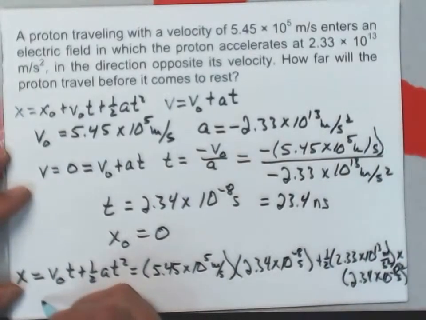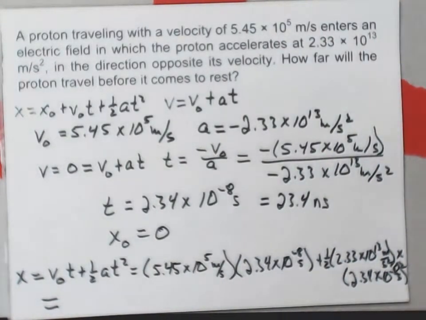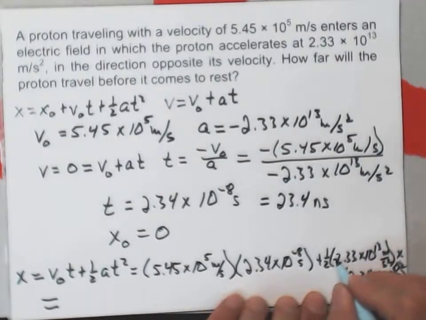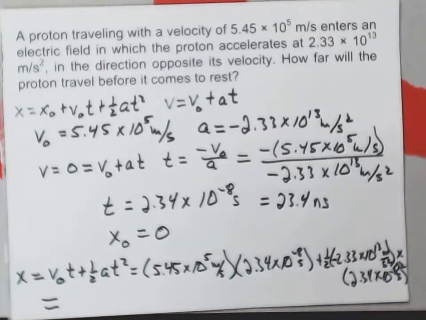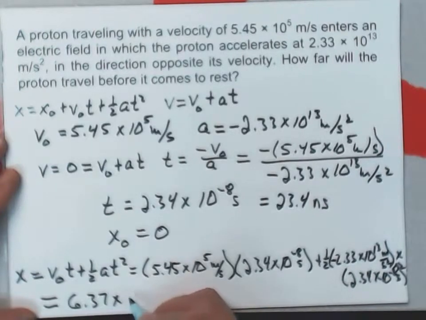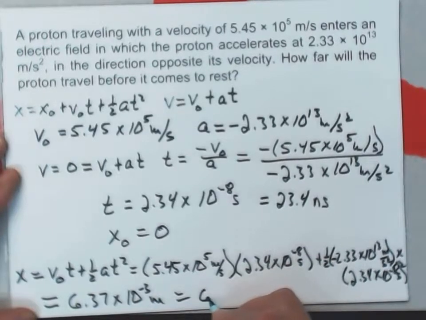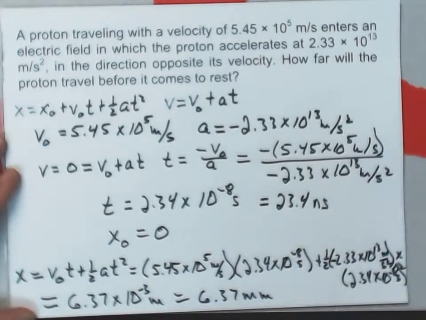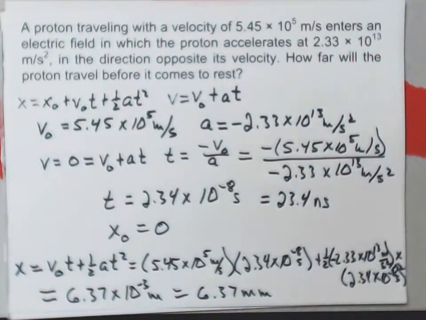Okay, plug in all those numbers and do the calculation. You may have noticed that I forgot to put the minus sign on the acceleration here when I was doing the calculation. What I get for that answer is 6.37 times 10 to the minus 3rd meters. That's 6.37 millimeters, which is roughly the width of the M that I've got here. So this proton doesn't penetrate very far into that electric field.